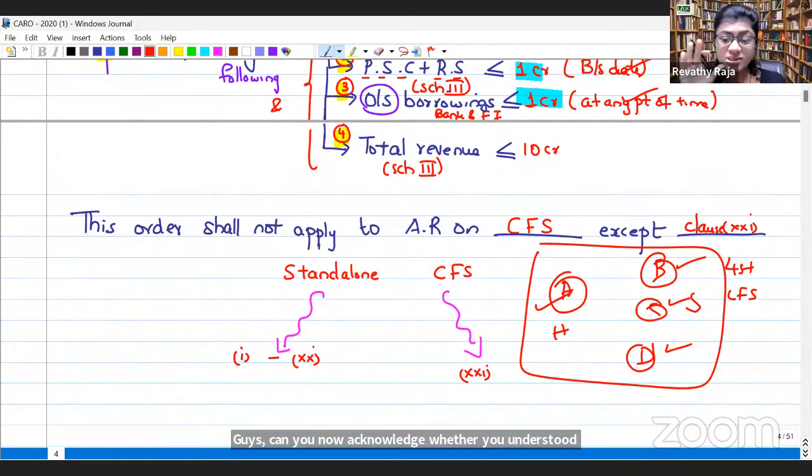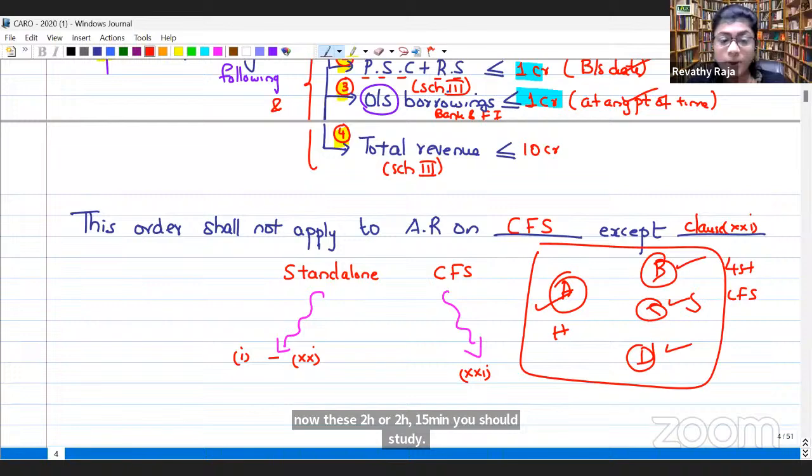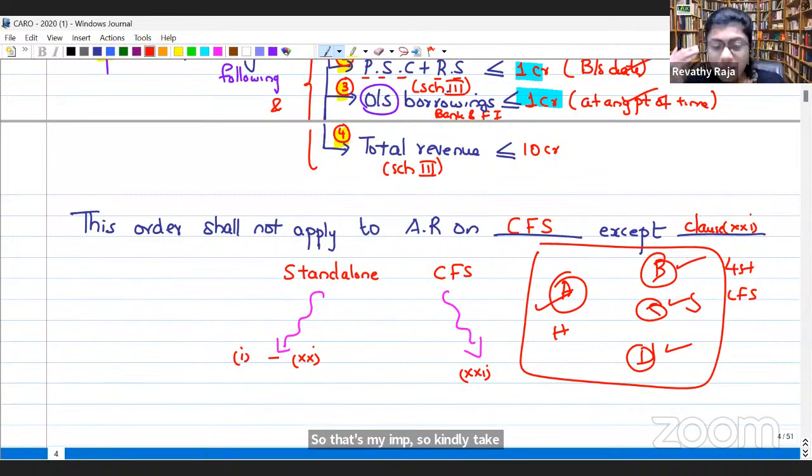And my intention is, think you are taking CARO to study now. These 2 hours or 2 hours 15 minutes you should study. Then you can revise. So that's my aim. So kindly take 1 minute off. Just revise it. Any doubt, let me know. I will clarify. But before I go to the next one, I have to ask you a few questions.